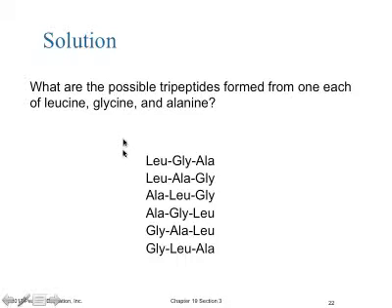And there are the six different tripeptides that you could form. It's leucine, so it would be leucyl, glycyl, alanine; leucyl, alanyl, glycine; alanyl, leucyl, glycine; alanyl, glycyl, leucine; glycyl, alanyl, leucine; glycyl, leucyl, alanine, if I were naming them.